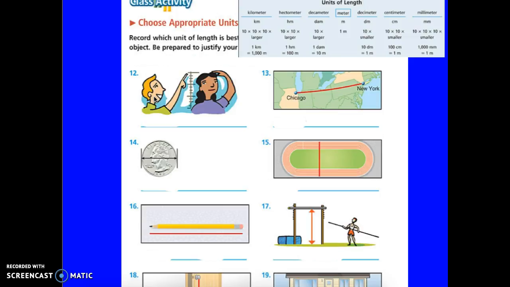So let's go ahead and look at the first one here. This person is measuring someone's height. And I want you to think, what makes the most sense? So look at our different options: kilometers, hectometers, decameters, meters, decimeters, centimeters, and millimeters. And I want you to think about, what one do you think would be the correct one?